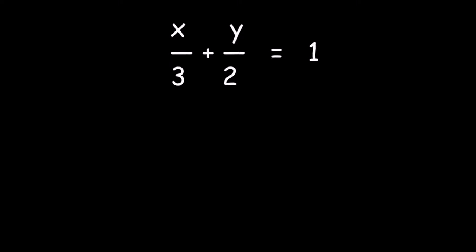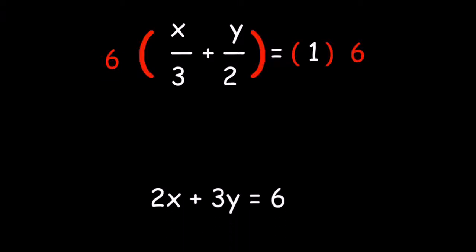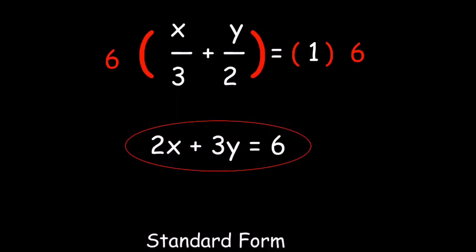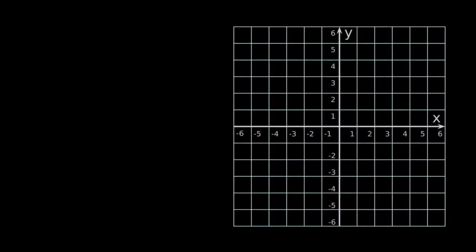To get its standard form, we'll do the butterfly method where we multiply 2 and 3, and we'll get 6. Then we cross multiply, and the answer would be (2x plus 3y) over 6 equals 1. Now to remove the 6 on the left side, we'll multiply both sides by 6, so the standard form would be 2x plus 3y equals 6. Now we are able to graph the intercept form because we already know its standard form.